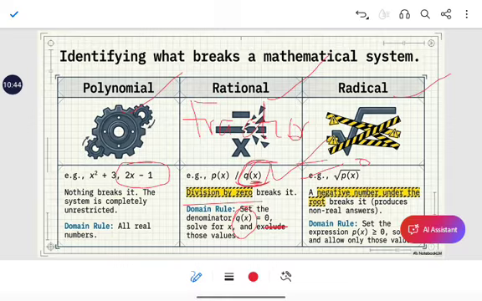All right, then we come to radicals, that is, the expressions found under square roots. A negative number under the square root breaks it. So we require that p of x must be greater than or equal to 0.